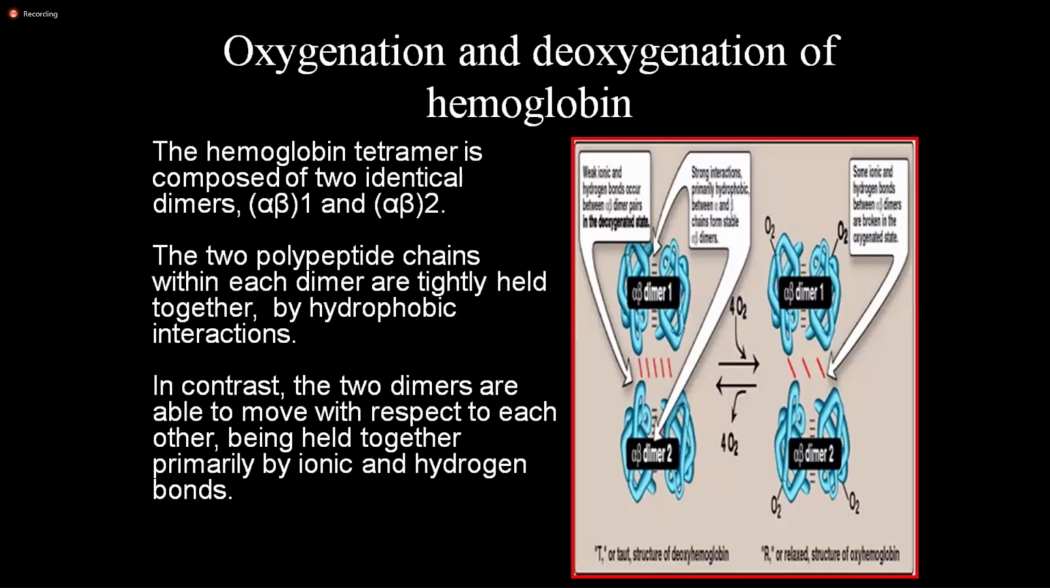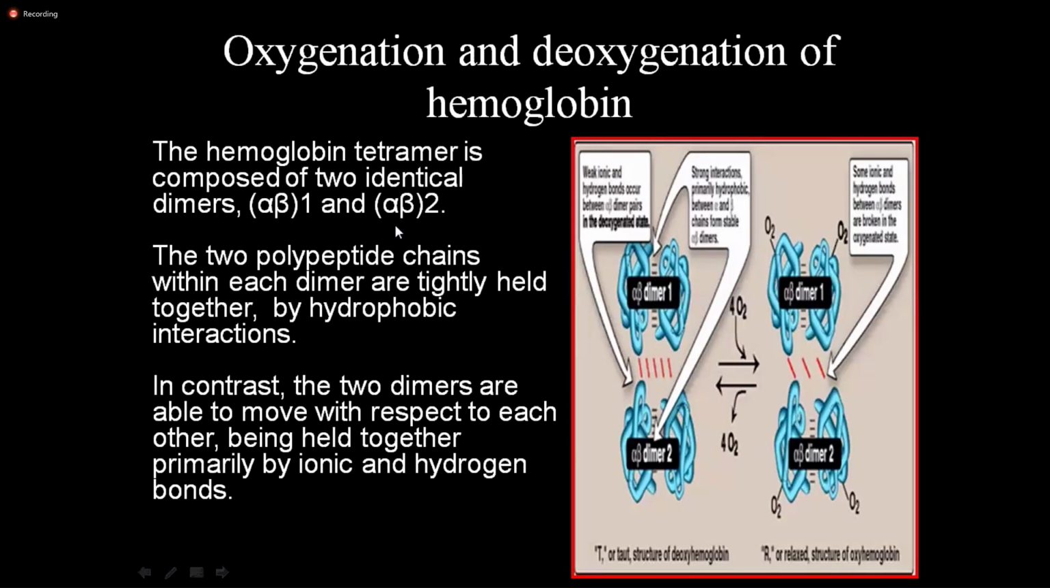You can see in the image on the left side of your slide, there is one alpha beta dimer in the top and a second alpha beta dimer in the lower position. There is a strong covalent bond within each alpha beta dimer and weak ionic and hydrogen bonds between these dimers. So during oxygenation, it changes the conformation. The ionic bonds further break and oxygen can bind to this hemoglobin molecule.